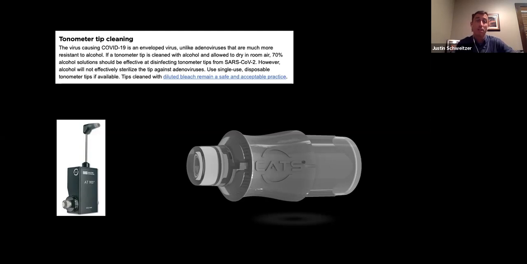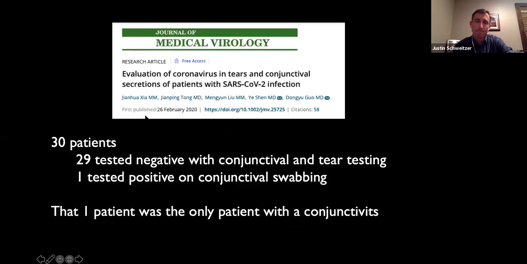Some of you probably are using diluted bleach, and that still remains a safe and acceptable practice. And this is according, again, to the AAO as well as AOA. So from a tip standpoint, isopropyl alcohol, disposables are good, or diluted bleach to continue to treat the tonometer tips. And then I'm going to throw up 3-4 studies, because a question that I've gotten a lot over time here is, can this be transmitted through the tears?